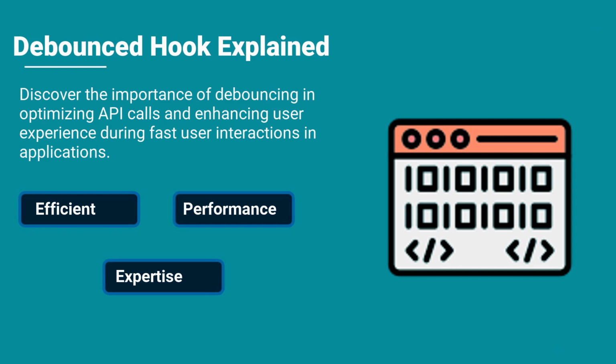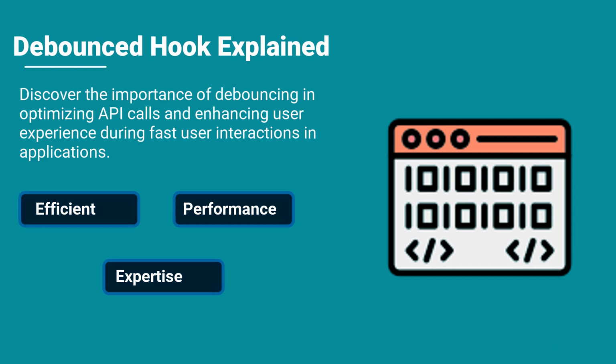To understand the necessity of a debounced hook, let's first explore what debouncing is. Imagine typing in a search box where every keystroke initiates an API call to fetch data. If the user is a fast typist, this could generate multiple requests in a very short period, leading to unnecessary server load and possibly overwhelming the UI with updates. The essence of debouncing is to ensure that a function doesn't execute until a certain period has elapsed since the last time it was invoked.